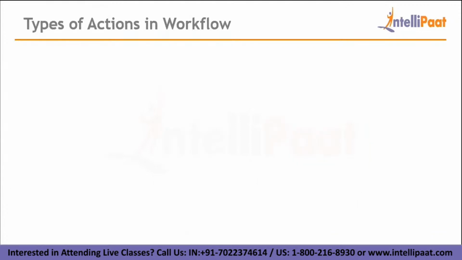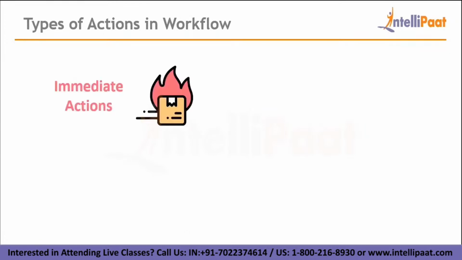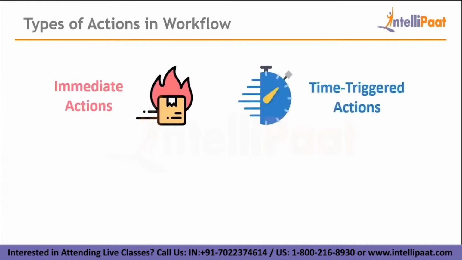But before that, I want to show you the types of actions which are in workflow rules. So the first one is immediate actions and the second one is time triggered actions. Now, the evaluation criteria is met. What happens if the evaluation criteria is met? Some action needs to be performed, right? So there are two types of actions, immediate actions and time triggered actions. In immediate actions, as soon as the evaluation criteria is met, the particular action will be executed, right? Immediately, as the name suggests.